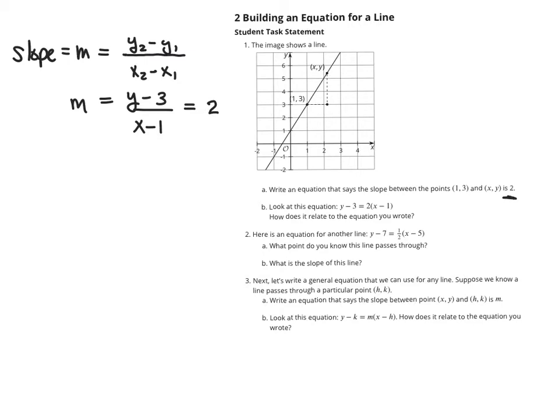Okay, that's part A. Part B says, look at this equation, y minus 3 equals 2 times x minus 1. How does it relate to the equation you just wrote? Well, cool enough, if I multiply both sides by x minus 1 in parentheses, that one is canceled, and I'm left with y minus 3 equals 2 times x minus 1.